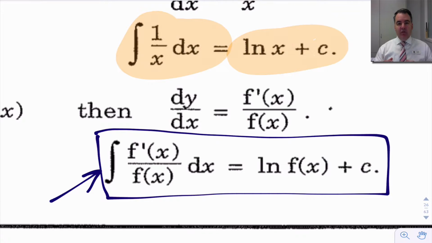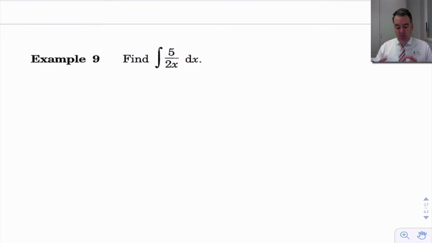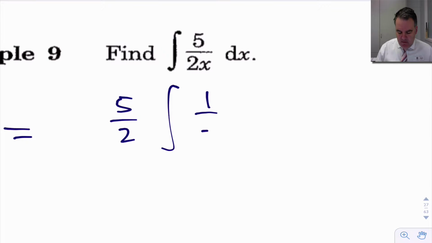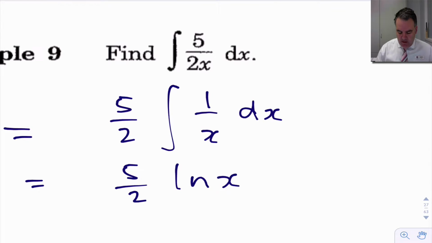So a few examples on doing this and really trying to force functions into looking like derivative over original function. Let's start with this one, the integral of 5 over 2x. I think an easy way to do this is just take the 5 over 2 out the front. Remember that you can always take constants out the front of integration before you do it. So that's 5 over 2 times the integral of 1 over x, which we know is ln x plus c. Done, easy.